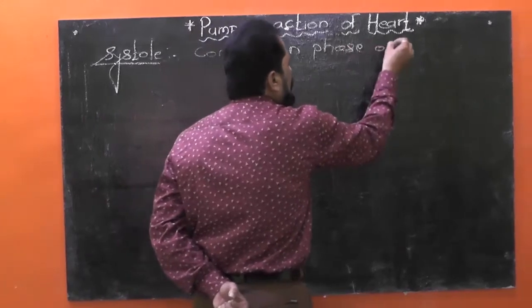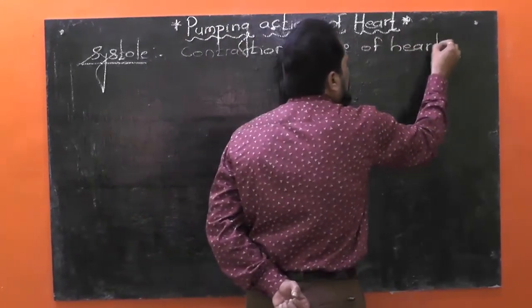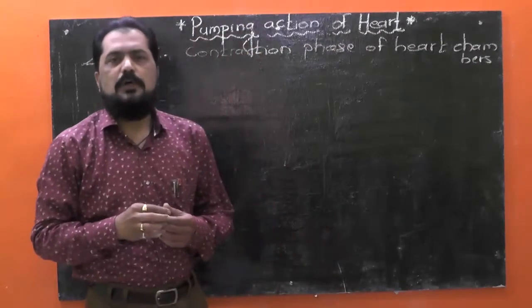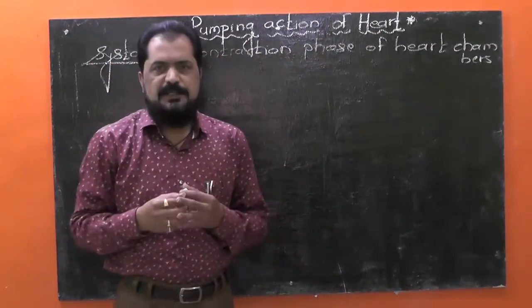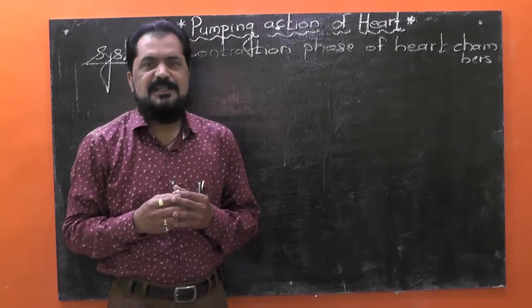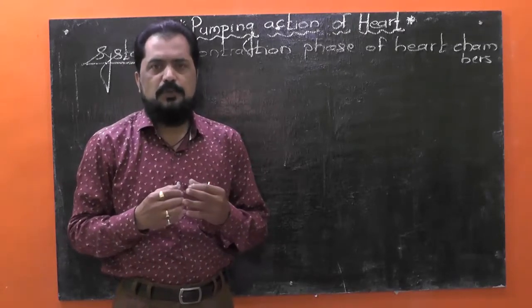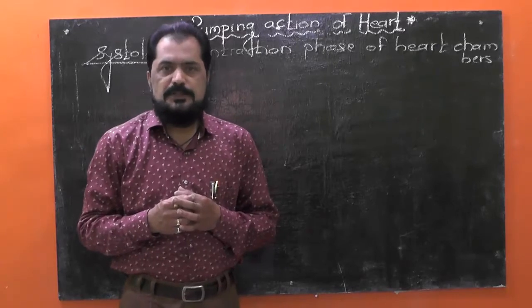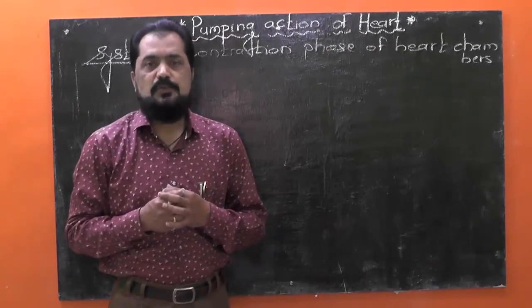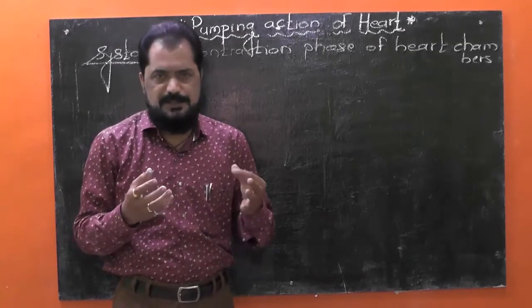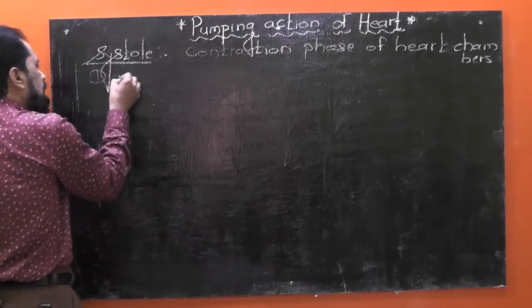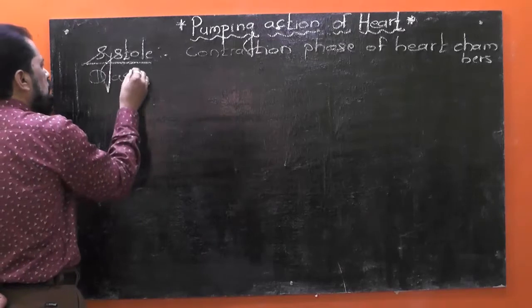Contraction phase of heart chambers. It means whenever the contraction of atria occurs, it is known as atrial systole or auricular systole, and when the contraction of ventricles occurs, it is known as ventricular systole. Second term, diastole, exactly opposite to the systole.